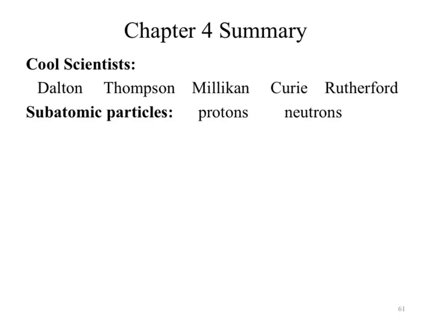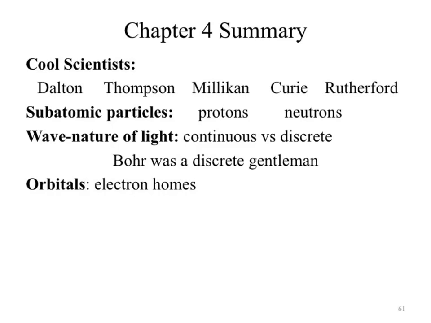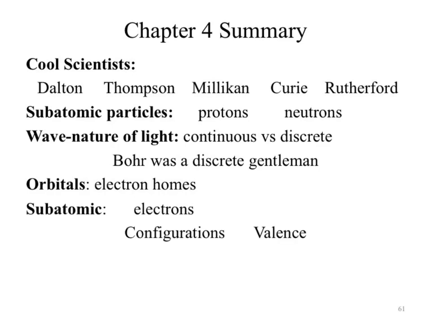Subatomic particles. You have protons and neutrons. What are their charges? What are their masses? Wave nature of light, discrete versus continuous. This kind of gets to your memorization question. Bohr, another scientist to remember. Was a discrete gentleman. Drum roll, thank you, right? Discrete because that's what he's known for, not because he was born. Discrete energy levels, which gives us our electron configurations, which are our orbitals. Subatomic particle with our electron, all of those. You need your electron configurations, your valence shell.